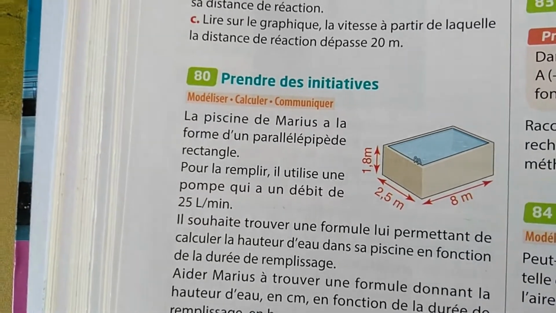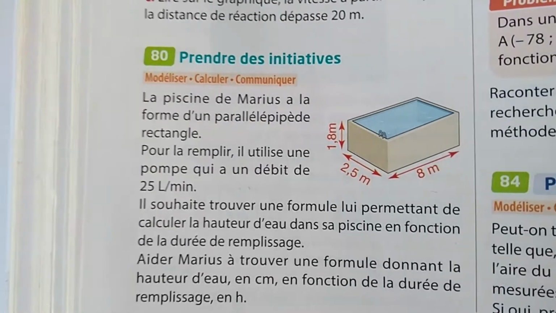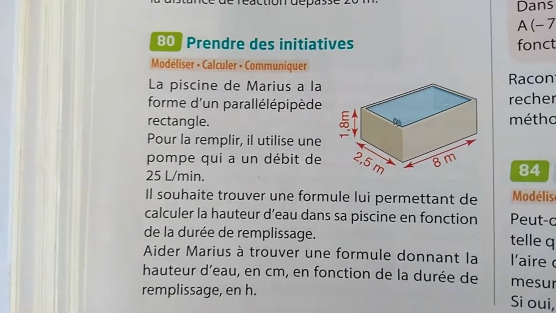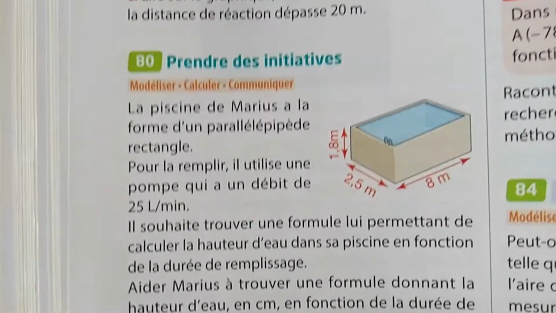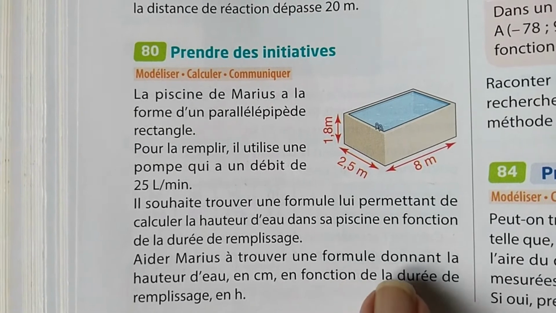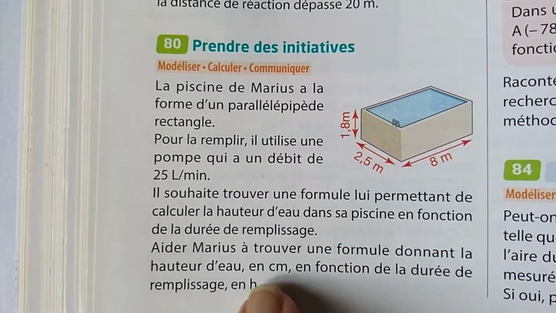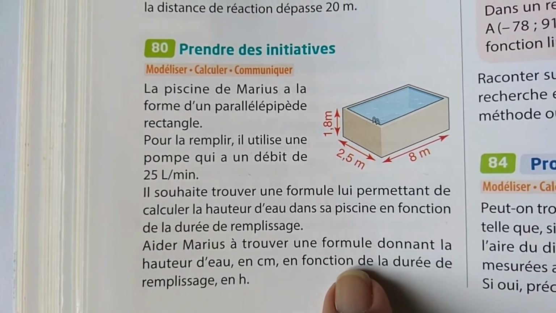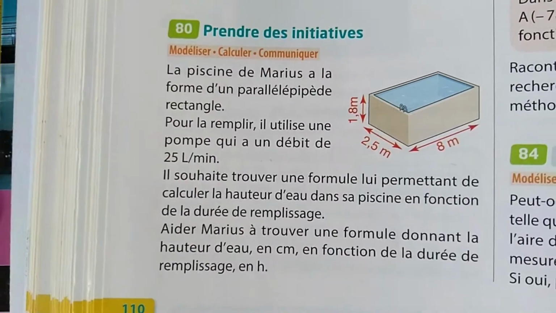If it is filled for 1 hour, what is the height? If it is filled for 3 hours, what is the height? To calculate that, we need to find the function. So here the last line is "aidez Marius à trouver une formule", which is une fonction ici, donnant la hauteur d'eau h cm en fonction de la durée de remplissage. That means how long the pump has been running.